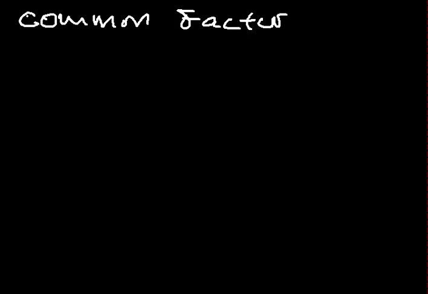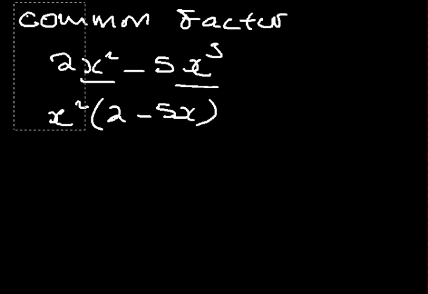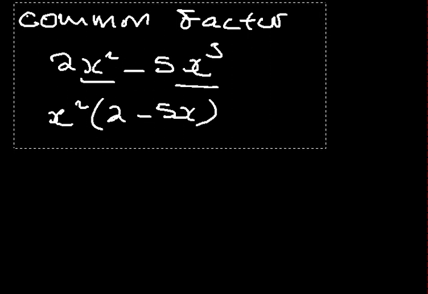For instance, let's say we have 2x squared minus 5x to the power 3. So what is the highest common factor for the two? You can see that we have it as x squared. So we have x squared times (2 minus 5x). So that's how the common factor technique works.